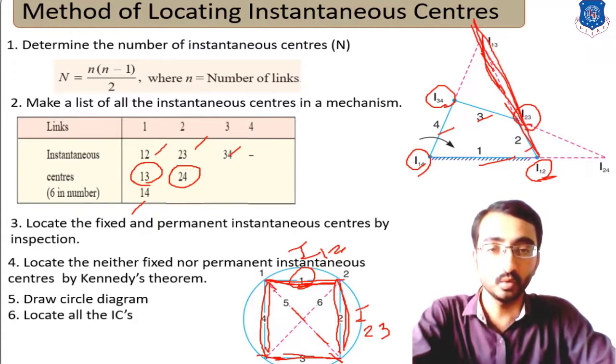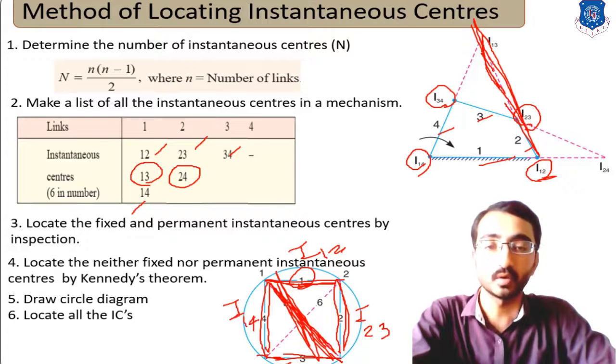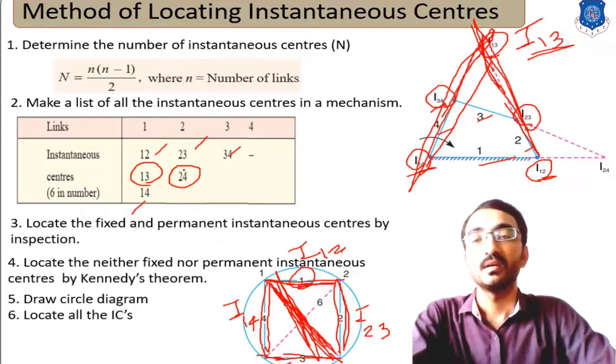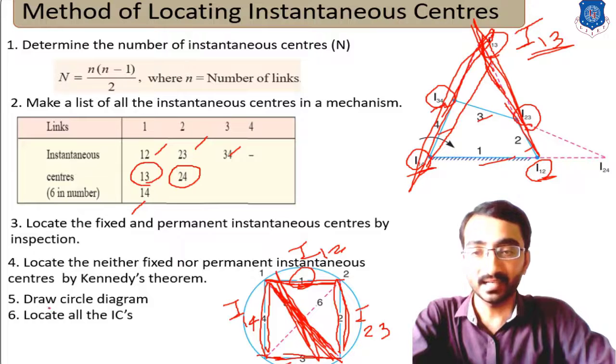Now, another way to make this 1, 3 connection, another combination is I14 and I34. Now if you extend the I14 and I34 lines, this intersection will give us I13. In this way we can locate the remaining neither fixed nor permanent instantaneous center by this circle diagram.